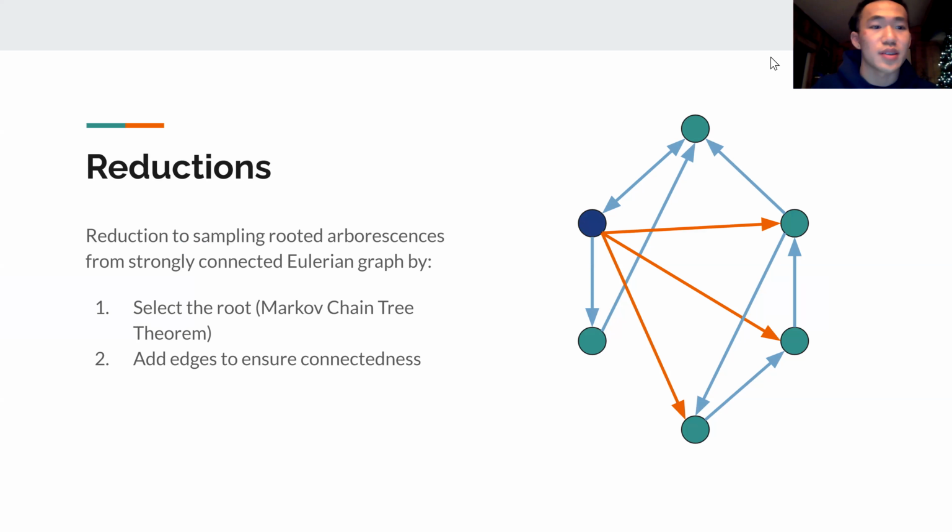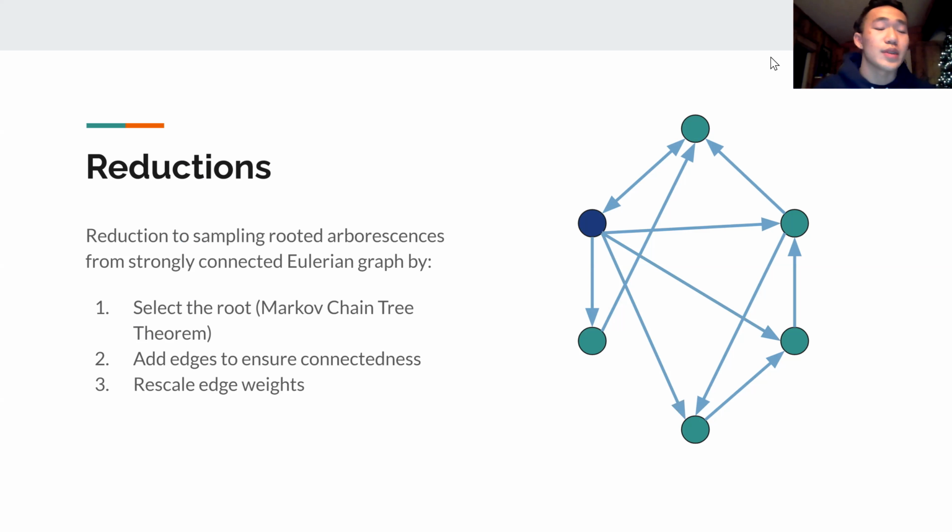And what these edges will do is ensure that our graph is strongly connected. So when we do our random walk, we're not going to get stuck and everything's going to work out nicely. And because all these edges that we're adding are outgoing edges from the root, and because by definition any arborescence rooted at that vertex must not contain any outgoing edges from the root, these edges we add to ensure connectedness are not going to affect the distribution of any arborescences. So sampling from this new graph is the same as sampling from the old graph.